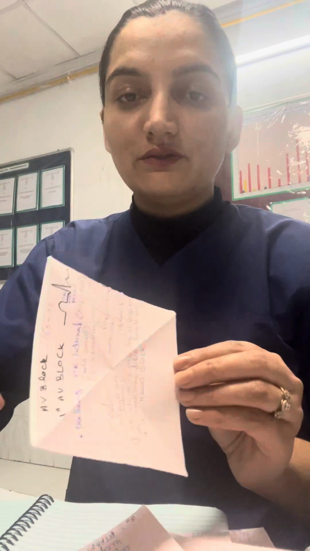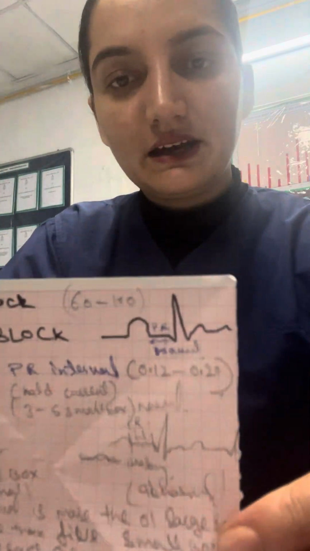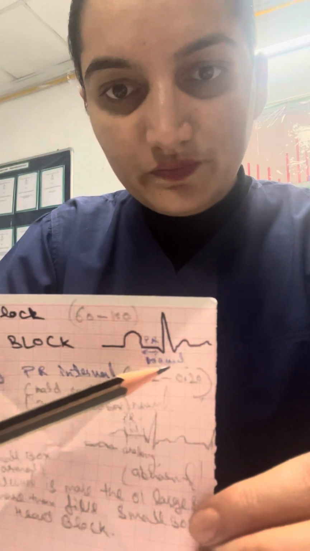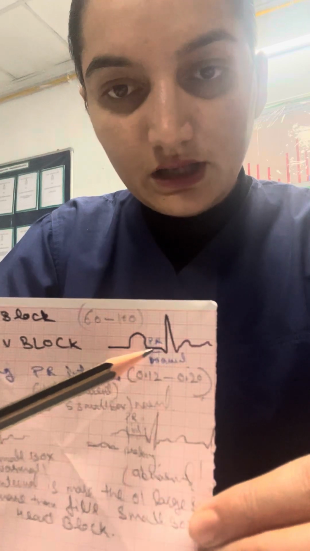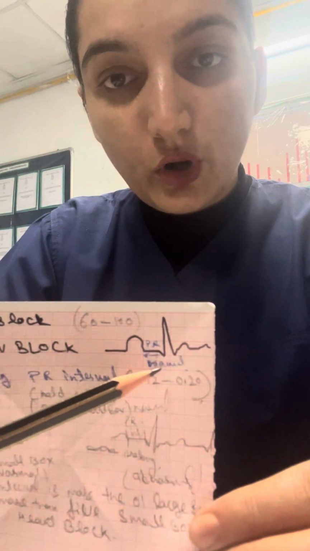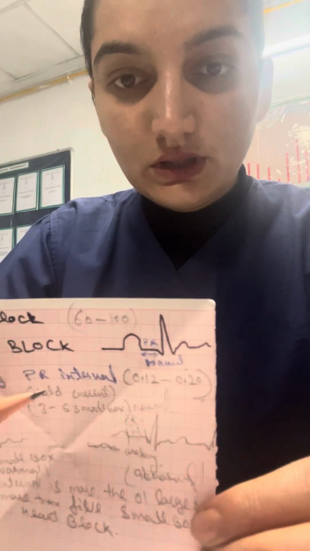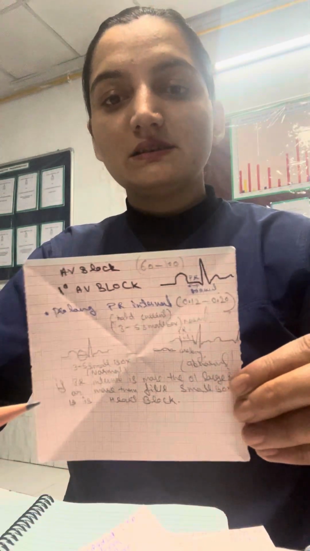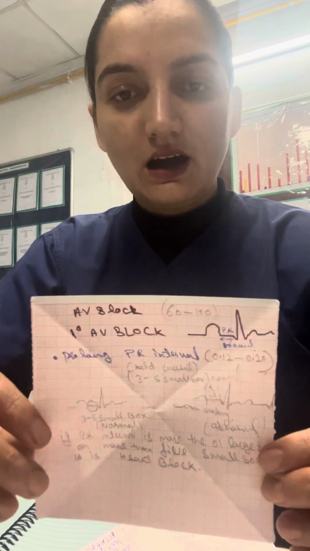Next is first degree AV block. There are 3 types of heart block: first degree, second degree and third degree. In first degree AV block, what we have to monitor in the ECG is the PR interval. This is the P wave, and this is the PR interval. The normal PR interval ranges between 0.12 to 0.20 seconds. If this PR interval is prolonged, it means the patient is in first degree heart block.